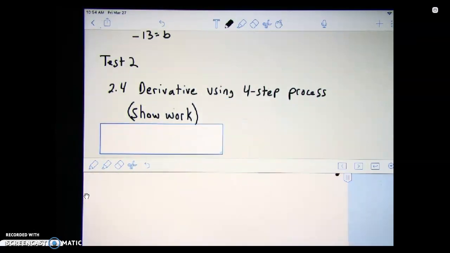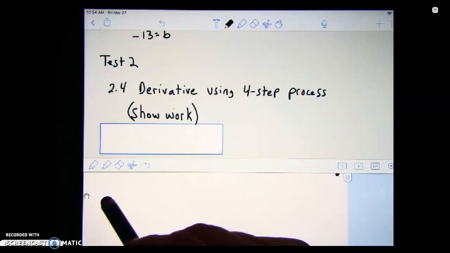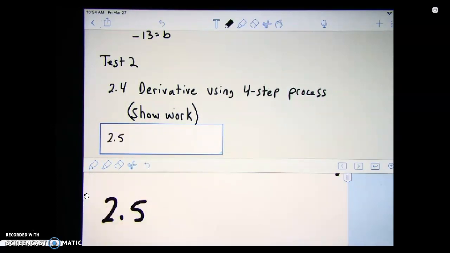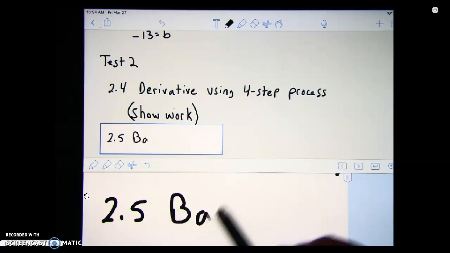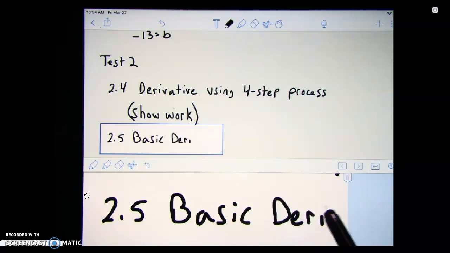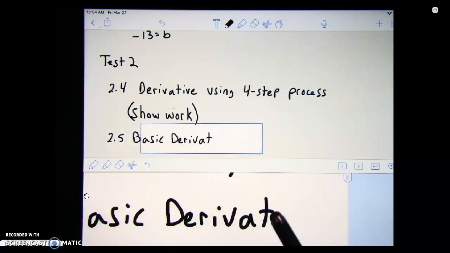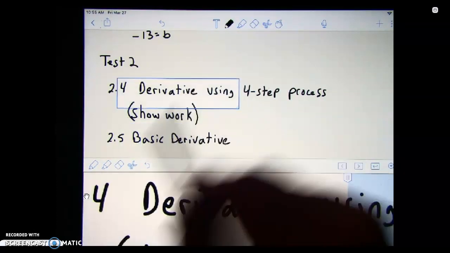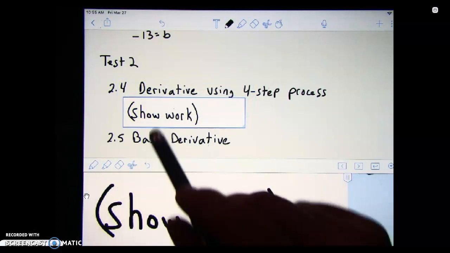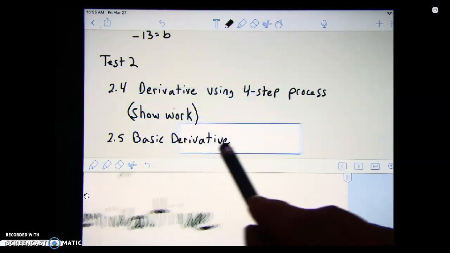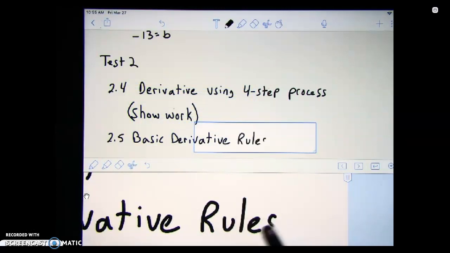All right. Then we moved into 2.5, where we started looking at basic derivative rules. So you can expect some questions like those. Aside from the very first question on your test, where you have to use that limit process to do the derivative, any other rules that we've developed, you can then make use of. So you go back and look through 2.5.